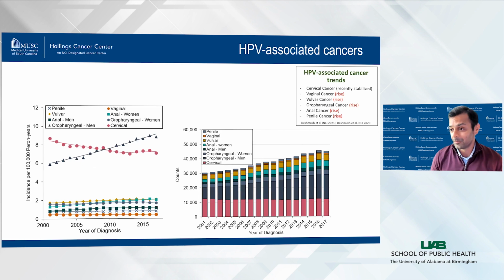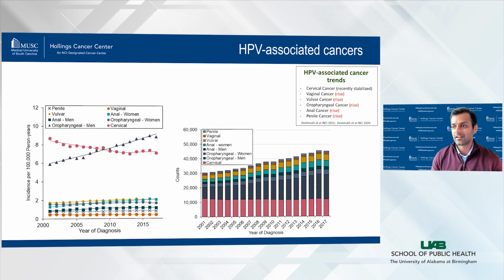So, human papillomavirus and the 6 cancers that it causes. We know that HPV is a sexually transmitted infection. There are more than 200 strains of HPV, but the major culprits responsible for causing the 6 cancers are HPV type 16 and type 18.